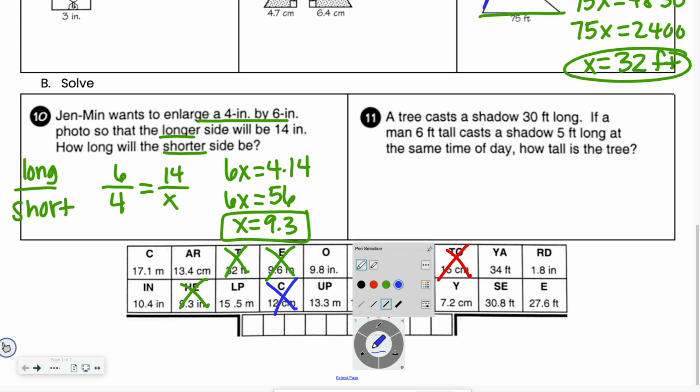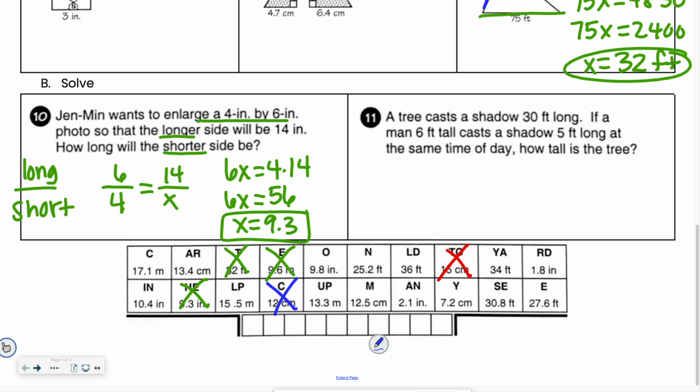Okay, let's try this one. A tree casts a shadow 30 feet long. If a man 6 feet tall casts a shadow 5 feet long at the same time of day, how tall is the tree? So the two things we're looking at is a shadow and how tall two things are. So we'll put shadow over tall.